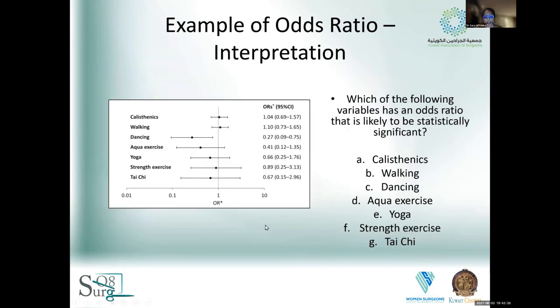Okay. So again, here's another example of the odds ratio. I think I gave you a poll question for this one, but it's basically which of the following variables has an odds ratio that's likely to be statistically significant? And again, it's the same question. If you can pick out one of them.